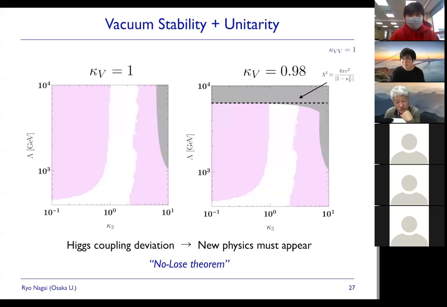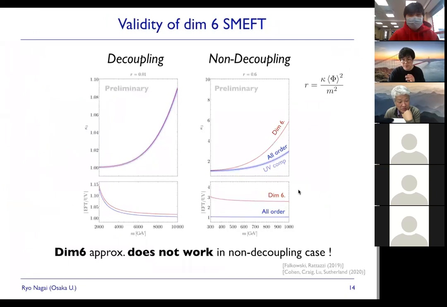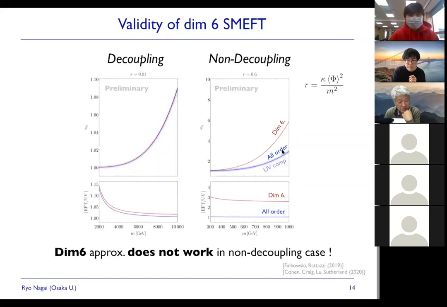Could you compare your approach to the other EFT, which is called Higgs EFT? Okay. For example, in this figure, we compare the dimension 6 approximation with our EFT description. You see the large deviation can be found in the non-decoupling case like this. But in the decoupling case, dimension 6 also works well. That means that whether it is decoupling or non-decoupling is important for specifying which EFT framework is most appropriate.